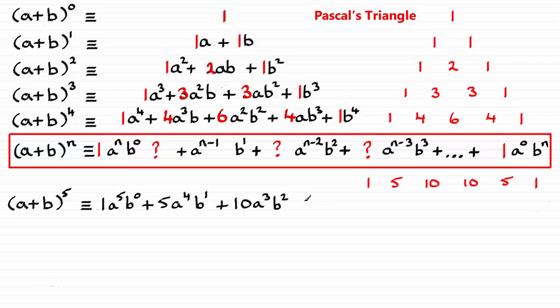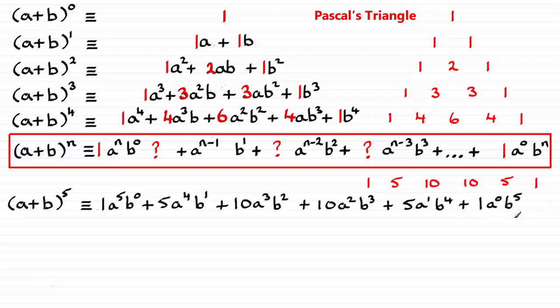Next term, another 10, reduce the power on a, so it's a to the power 2, increase the b power, so it's b to the power 3. 2 more terms to go. Next term's going to be 5 from here. It'll be a to the power 1 and b to the power 4. Last term is going to be plus 1, a to the power 0, and then b to the power 5.